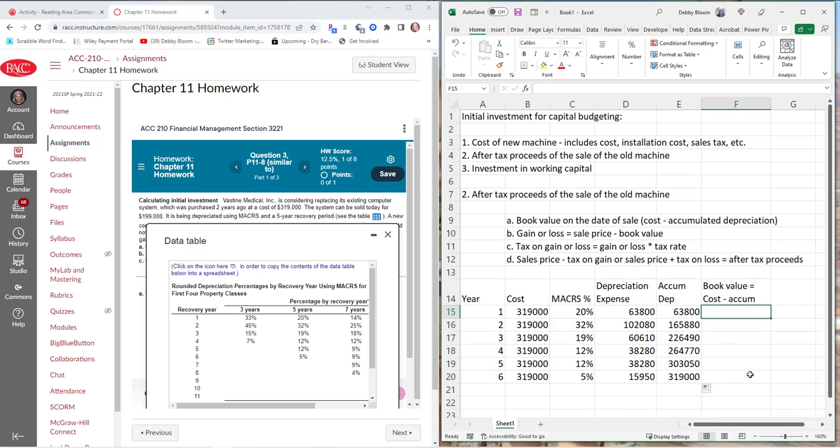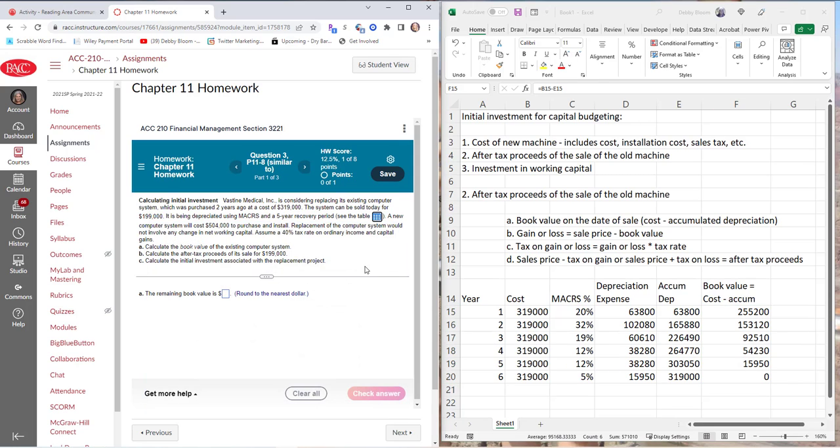So now to calculate our book value, all I'm going to do is take column B, the cost, and subtract column E, the accumulated depreciation. So we're going to take our cost, subtract our accumulated depreciation, and we've got our book value for each one of the 6-year period, and notice how it comes down to 0 at the end of the useful life. So now the first question asked us the remaining book value.